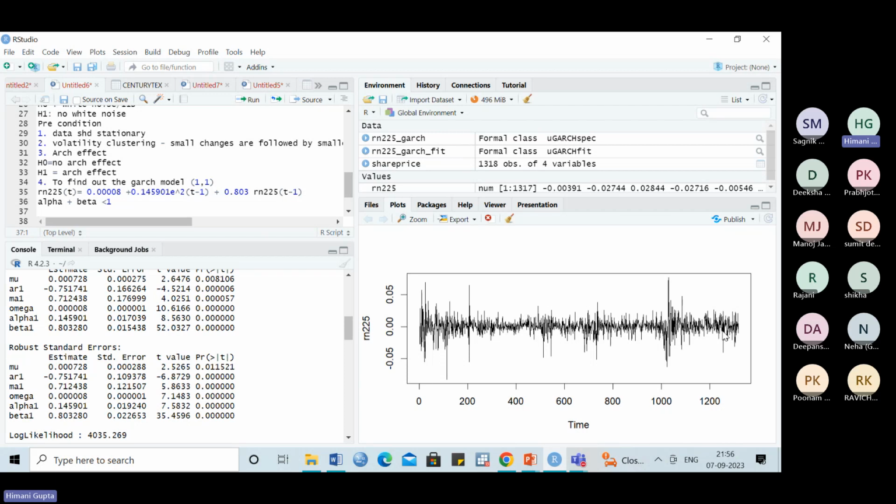And if it is less than 1, I can apply EGARCH, GJR-GARCH, TGARCH, and PGARCH also. Any type of GARCH I can apply over here.